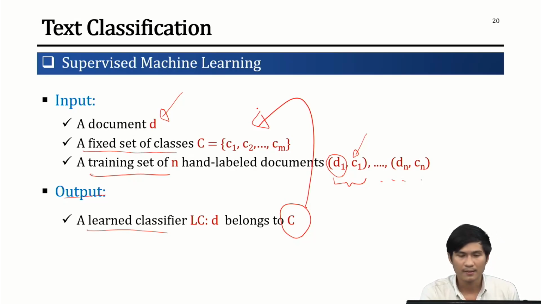The labels predicted from this classifier must be in this given set, because in supervised machine learning, we know the number of classes in advance, and it cannot predict outside this set.